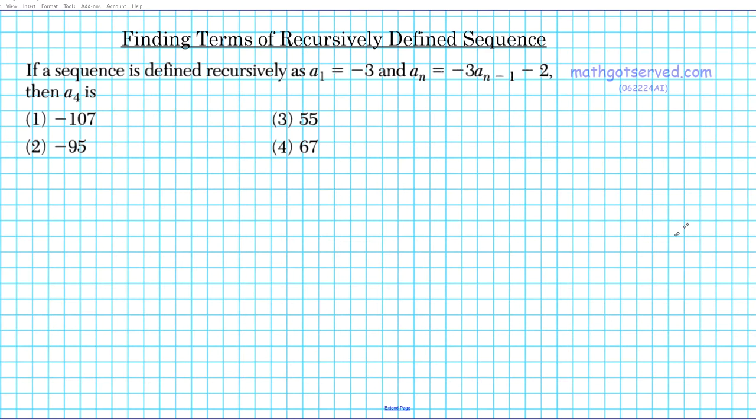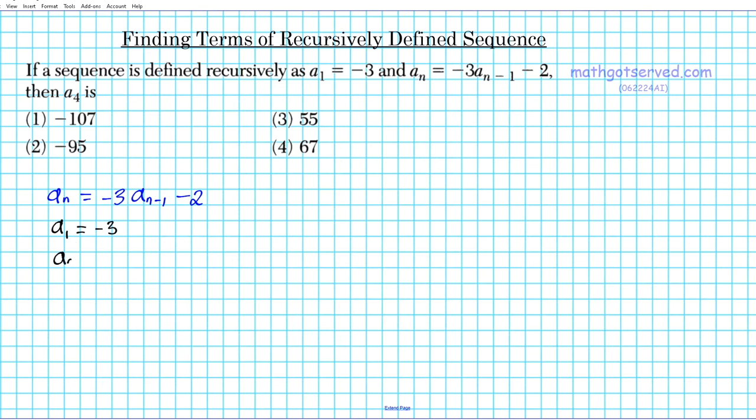Let's go ahead and generate the four terms of this sequence. The recursive definition is an equals negative 3 times an minus 1 minus 2. We're going to start with a1, the basis that we're going to be using to generate subsequent terms. The first term, a1, is negative 3. Using that, we can generate the next term, which is a2.